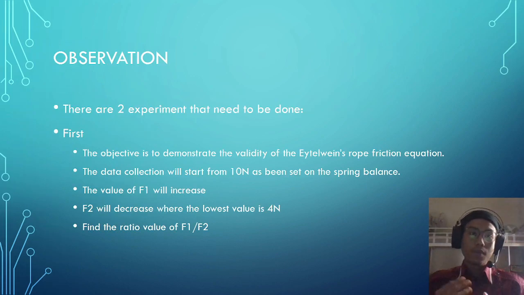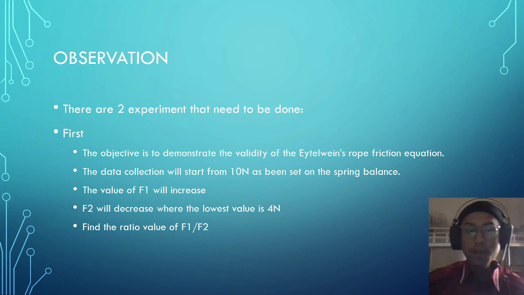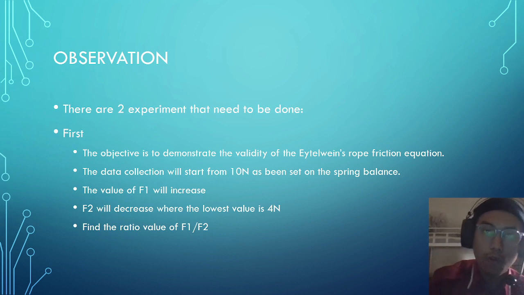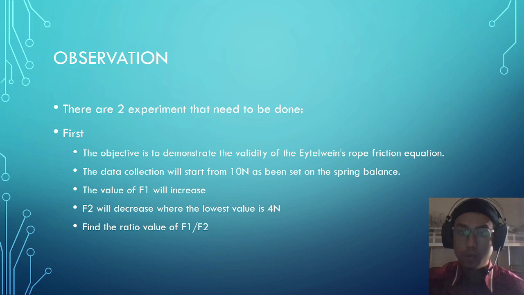For the observation, there are 2 experiments that need to be done. First, the objective is to demonstrate the validity of a tailwind rope friction equation. The data collection will start from 10 Newton as set on the spring balance. The value of F1 is increased, meanwhile F2 will decrease, where the lowest value is 4 Newton. Next, we will find the ratio value of F1 divided by F2.